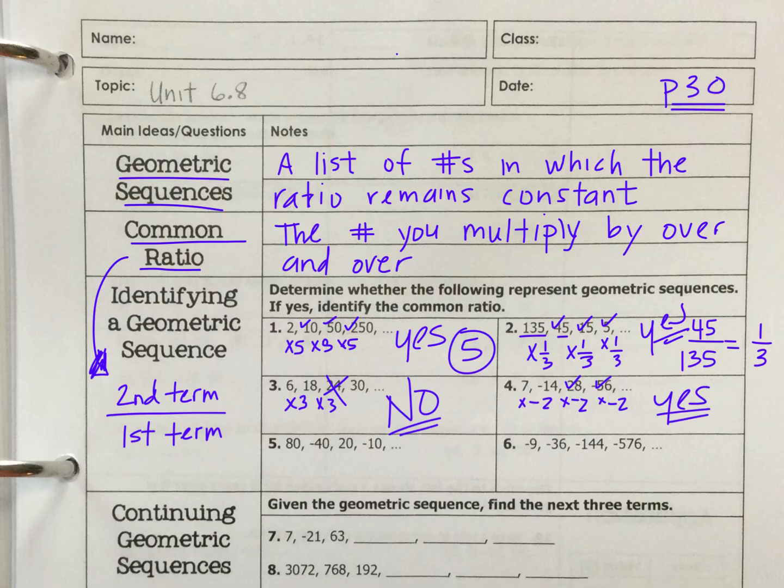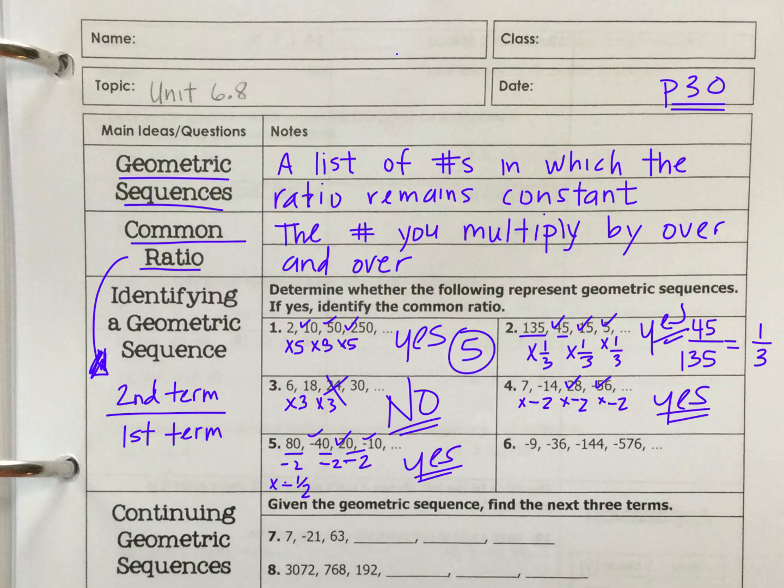All right. So this one, 80 to negative 40, I'm going to divide by negative 2, or you can multiply by negative 1/2, whichever works better with your brain. Either way, I get negative 40 divided by negative 2 is 20. Divided by negative 2 is negative 10. Yes, this is a sequence.